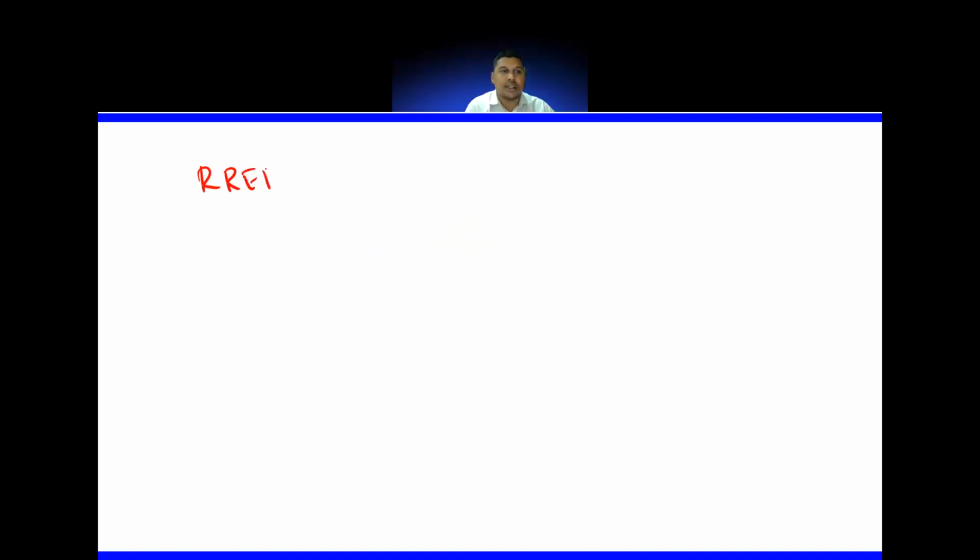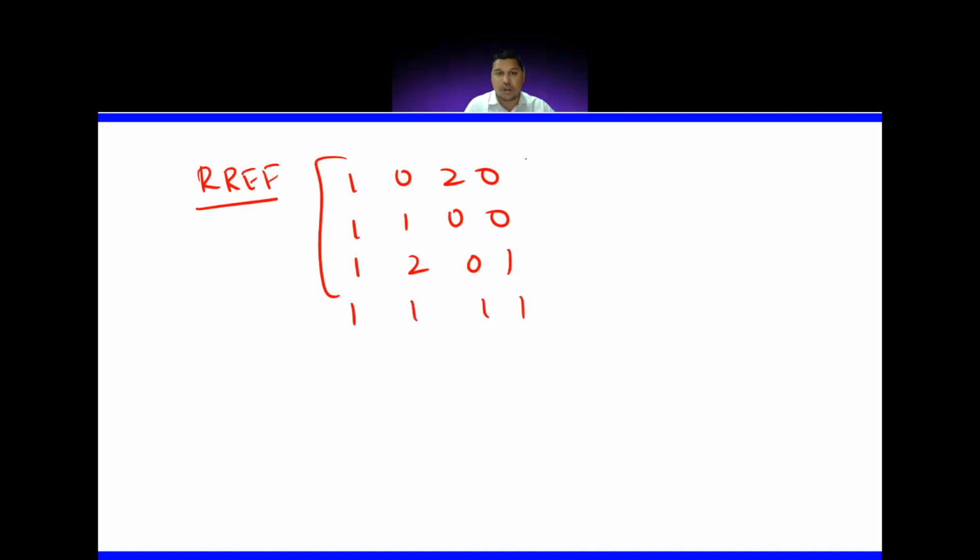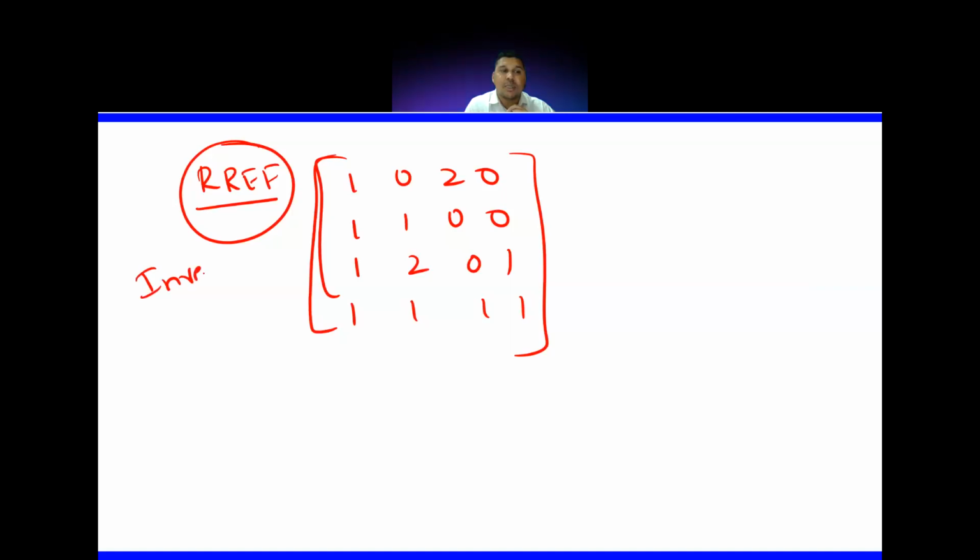Your target is reduced echelon form. I am given a matrix here: 1 0 2 0, 1 1 0 0, 1 2 0 1, and 1 1 1 1. You are given a matrix like this. One advantage of converting a given system of linear equations or a matrix into reduced row echelon form is that, given a matrix, you can find out the inverse. You can find out the inverse easily when you convert that particular matrix into reduced row echelon form.